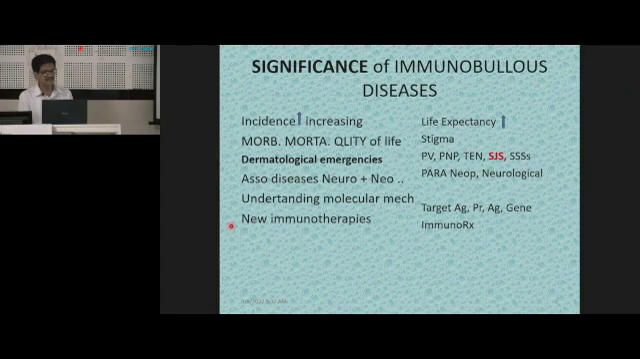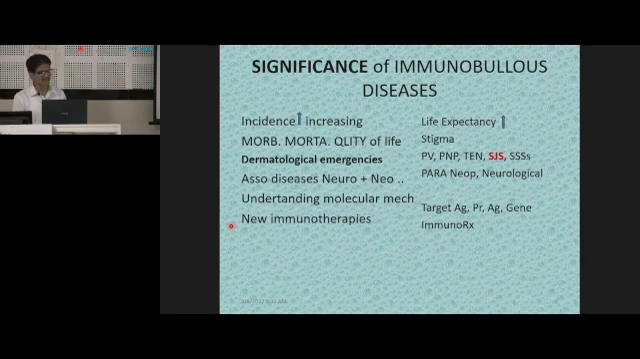Some of these conditions are dermatological emergencies. For example, pemphigus vulgaris can be present right from the birth of the child. So that becomes important, and it is to be separated out from other bullous conditions. Then many of them are associated with neurological diseases plus neoplastic diseases. So pemphigus must be remembered as a paraneoplastic syndrome, with which we are quite familiar.